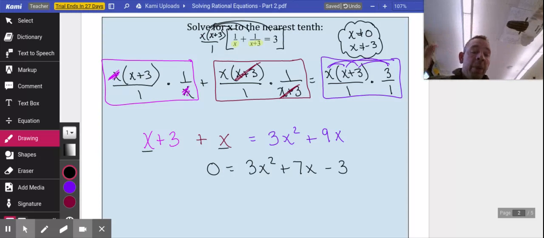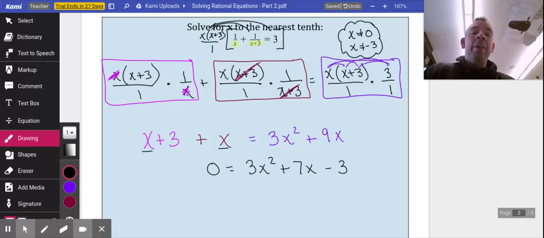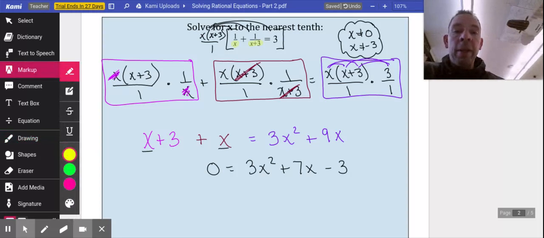So, one thing we could try is guess and check. You're more than welcome to try it. But anytime the directions indicate solving your answer to the nearest tenth, they're basically telling you, don't waste your time trying to factor. Just get right into that quadratic formula.